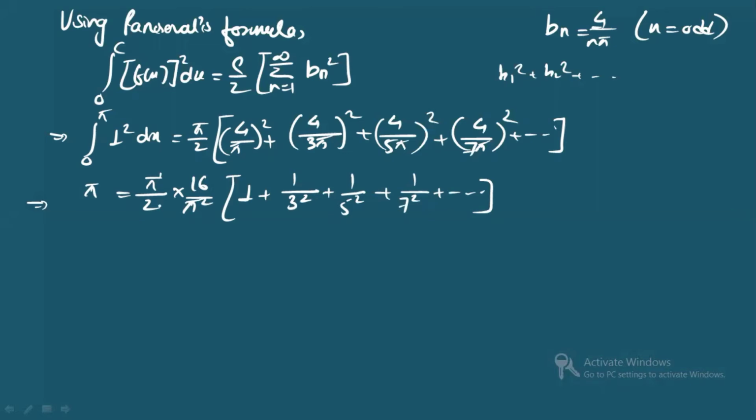Okay. So if you see here, this pi gets cancelled with this pi, and the 2 8s cancel, right? So taking this 8 by pi to the left hand side, you will have pi square by 8 equal to 1 plus 1 by 3 square plus 1 by 5 square plus 1 by 7 square, and so on. So this is what you were asked to prove. Okay. So it is done. Clear? You will have to just use Parseval's formula for whatever is given. If it's cosine, then cosine. If it's sine, then sine.